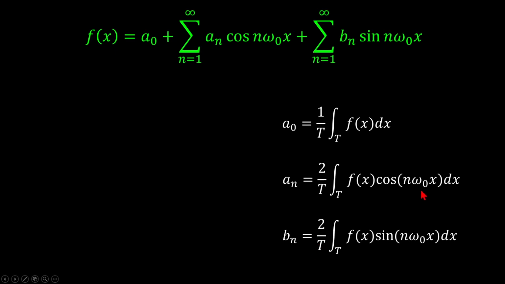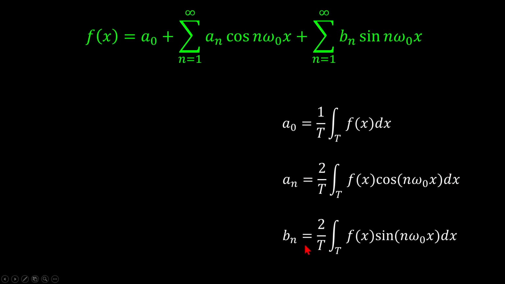It's also very simple to show why an can be calculated by this formula. You just need to replace f(x) with this equivalent, and when you multiply it by this term and do the integration, everything simplifies, becomes 0, and only an will be left. So that's why this integral is equal to an.